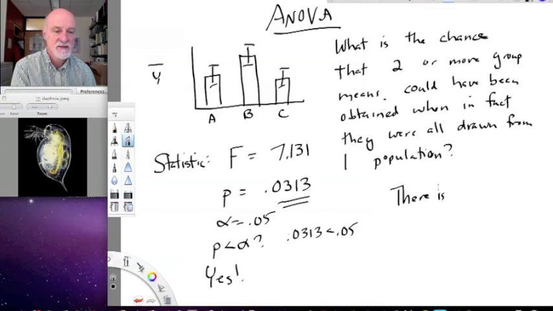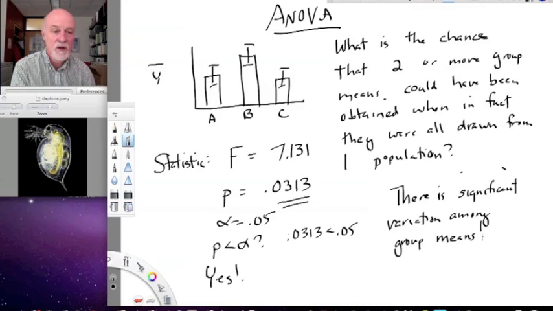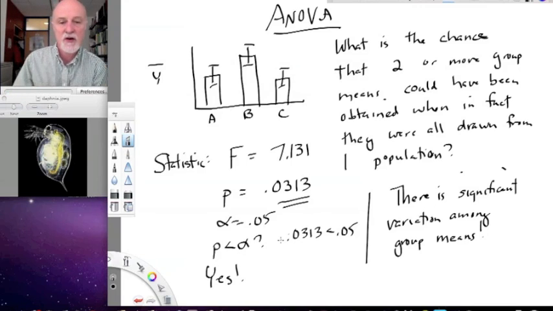There is significant variation among group means. Okay. And that is what ANOVA is telling us, whether there is or whether there isn't. In both of our cases so far with the t-test and ANOVA, we had statistically significant differences. Okay. Great. So now we know what an ANOVA is. It's asking, is there any variation among means?